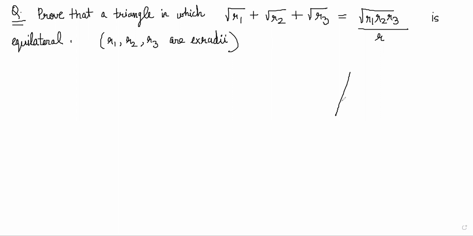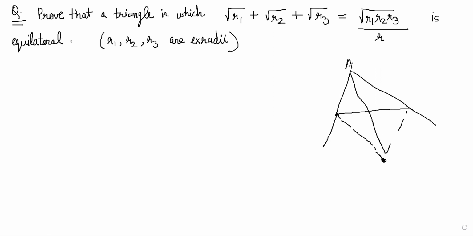Exradii basically means if you draw a triangle like this, you extend these sides, you bisect these two exterior angles, and draw an internal bisector like this. This point is the excenter opposite to vertex A, and you can draw a circle which touches all three sides and has center at this point. So this circle will have radius of r1, right? So this is the rough explanation of what an exradius is.